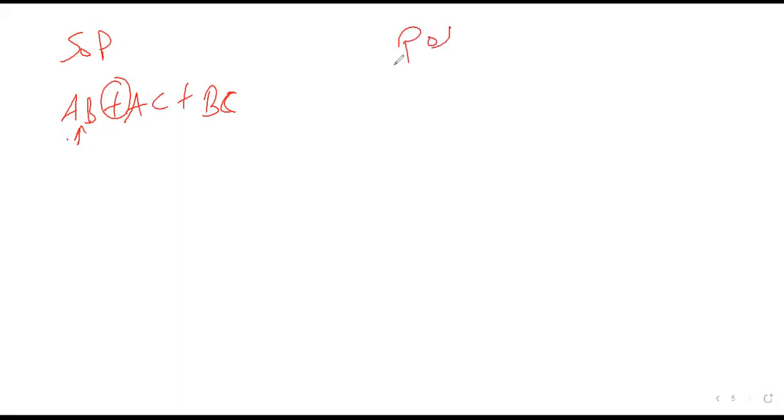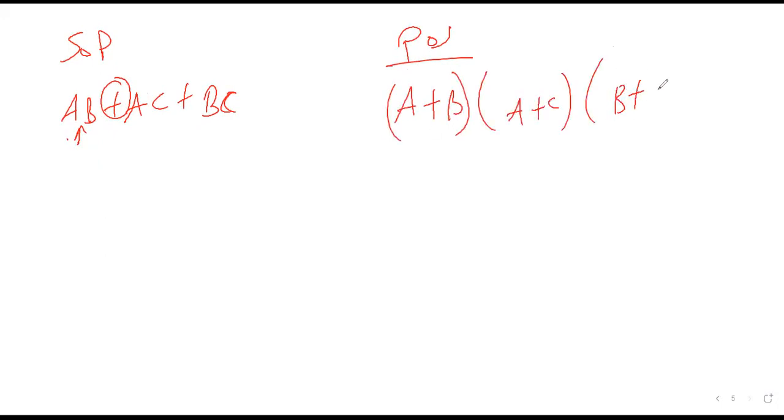We have the product of sums. Its representation is something like this: A plus B, A plus C, B plus C. These two things are not equal. I'm just demonstrating what a product of sum or a sum of product expression looks like. So this is the product of sum. What we have is a product, this bracket, of the sums.